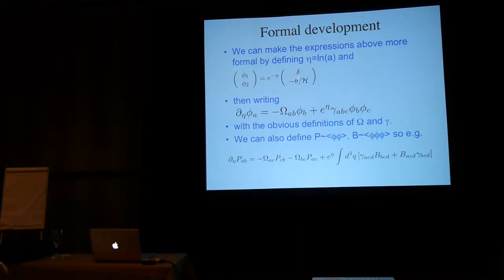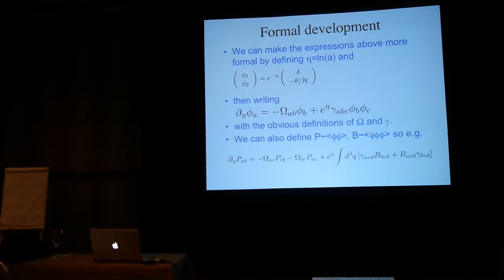I group delta and theta into a 2-component vector. I define eta to be the log of the scale factor, so that's kind of my time coordinate. So these would be constants in linear theory, right? So I've scaled out the simple growth. Then the equations of motion look like a time derivative of phi goes as something times phi and something times phi squared. So that's this fact that I have quadratic nonlinearity, of course, with the obvious definitions of omega and gamma here. And I define a power spectrum to be the expectation value of 2 of these phi's, the bispectrum to be 3 of these phi's, and so on.